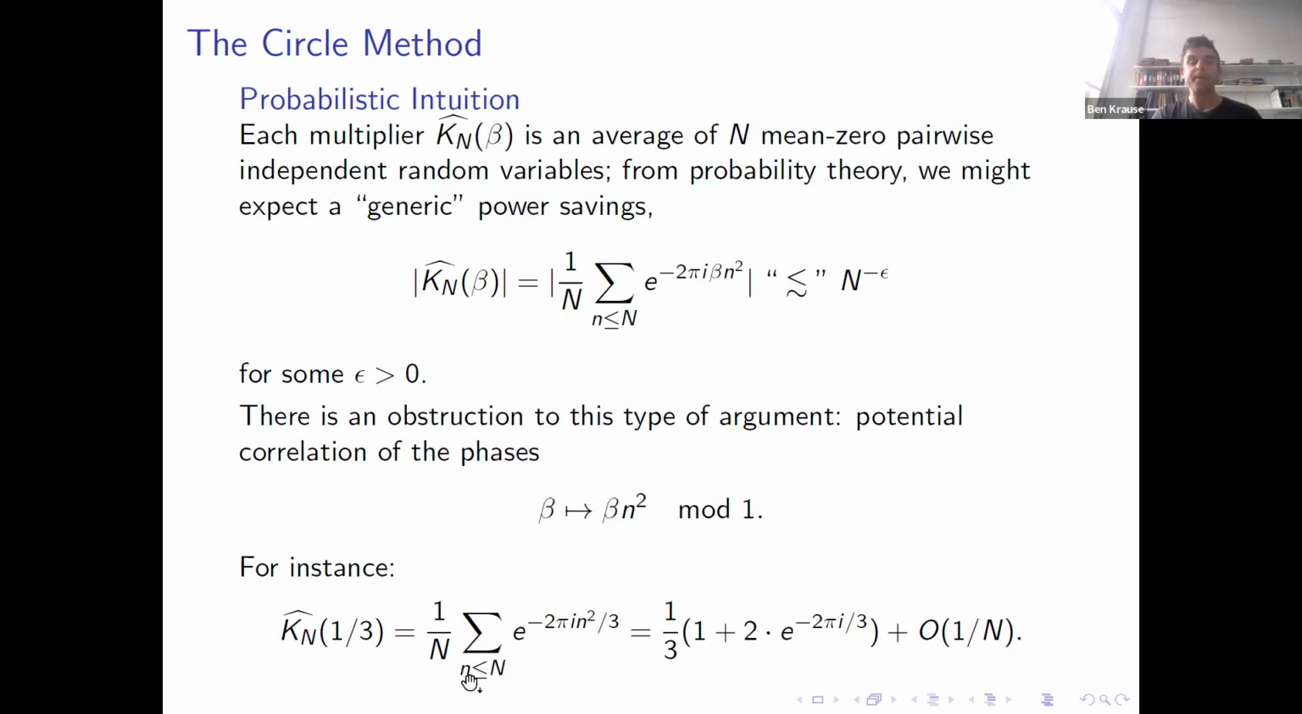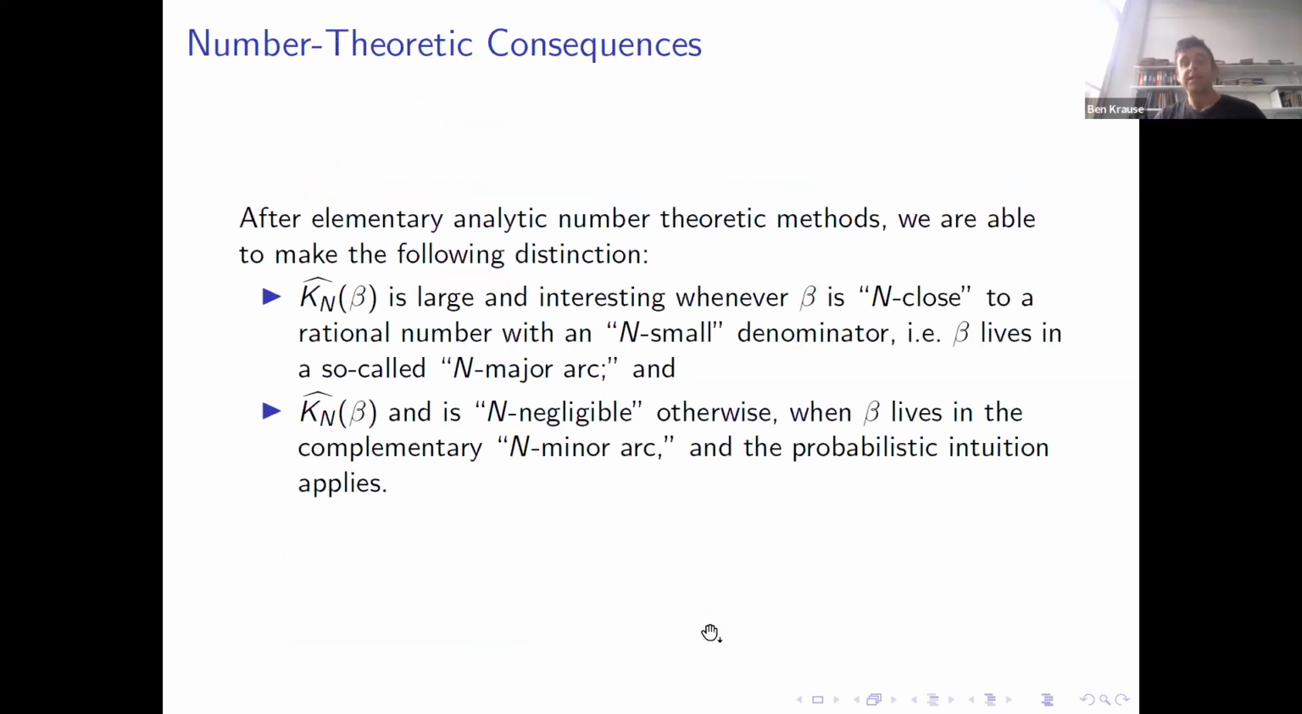So even though formally speaking, I have capital N sums, there's only 3 instances of distinct behaviors because of the arithmetic structure of this point 1/3. So even though formally speaking I have n sums, I really only have 3 sums, and there's no hope of decay. This number is certainly bounded away from 0. But this is basically the only obstruction. So after a little bit of elementary number theory, you arrive at the following dichotomy. Namely, these Gauss sums are large and interesting whenever the frequency is close to a rational number with a small denominator. In this case, we say that beta is in an n major arc. And unless this happens, the probabilistic intuition kicks in, and our multipliers are sort of negligible.